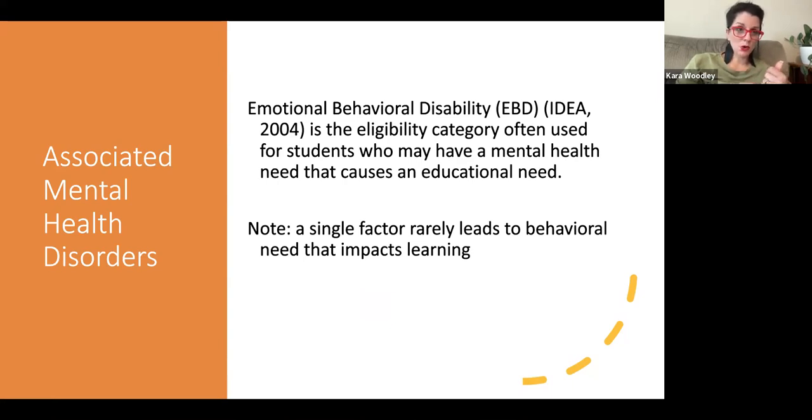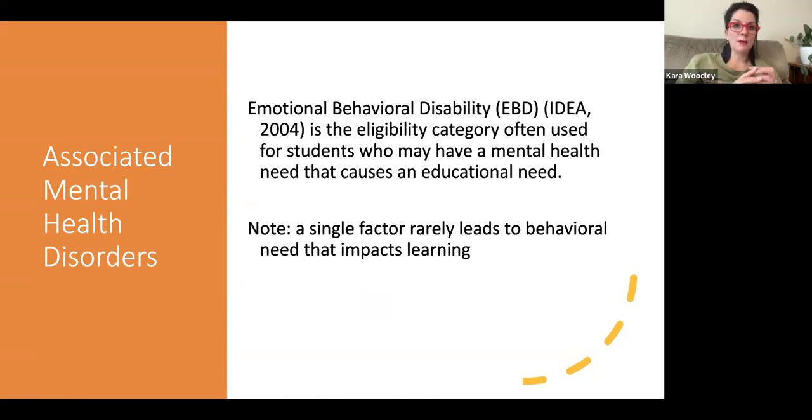So if there's one instance, maybe this child did something kind of out of character, started a food fight, threw a chair, something like that, that is not a reason to say, oh, the kid has an emotional behavioral disability and we need to put him in special education. Know that one single factor rarely leads to that behavioral need. We're looking for a pattern of things that are happening.